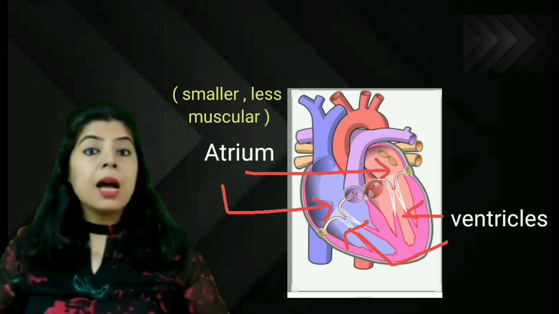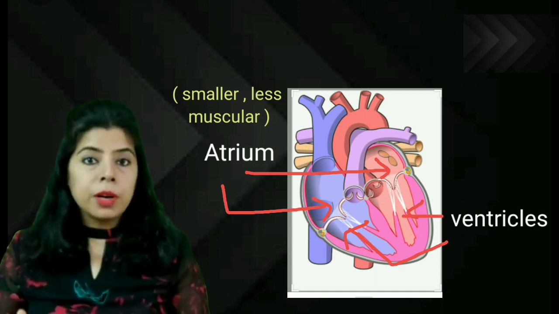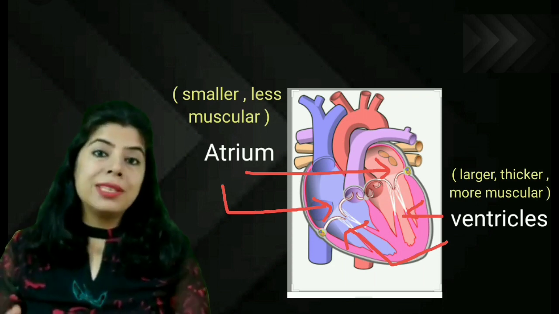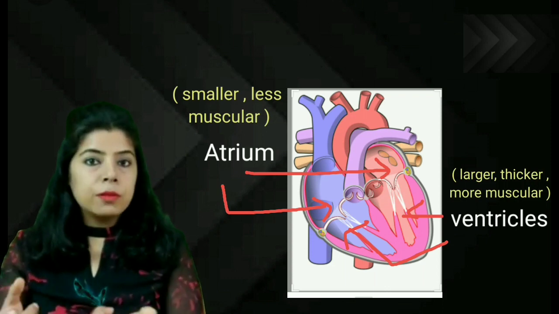But the ventricles are pumping the blood. So the ventricles, because they have a more important function to do, are more muscular, thicker, and also larger. Okay, so this is the difference in the size and the layers of the atrium and the ventricle.